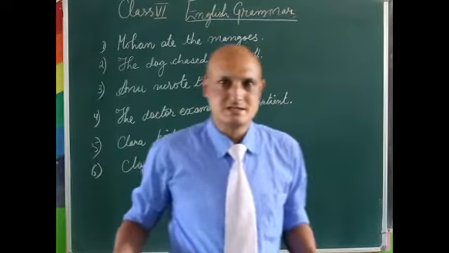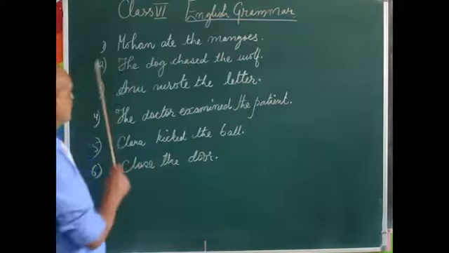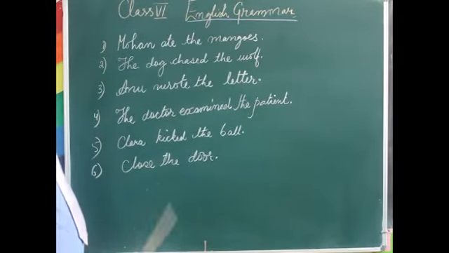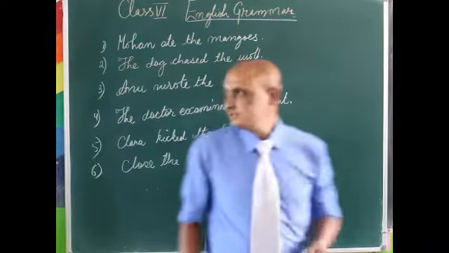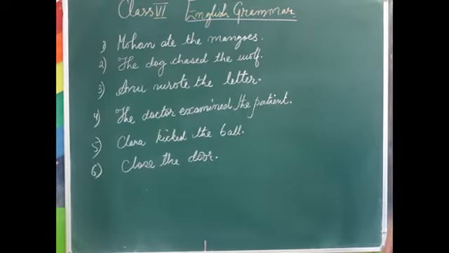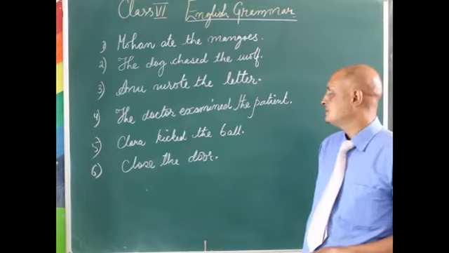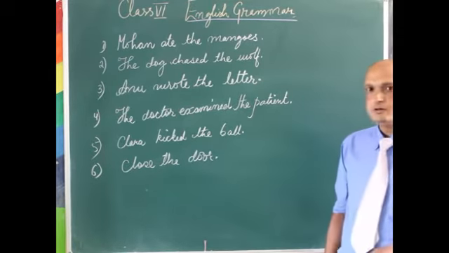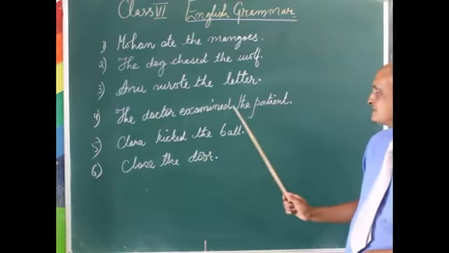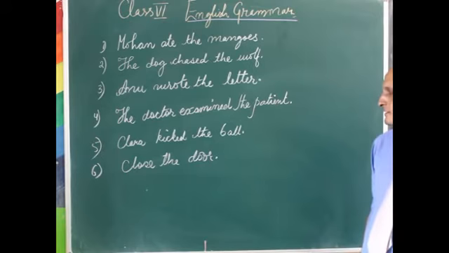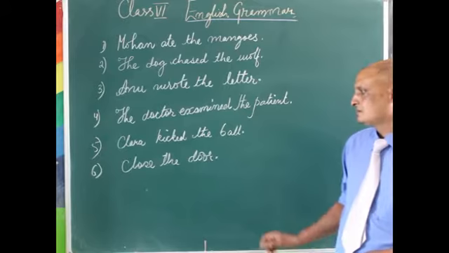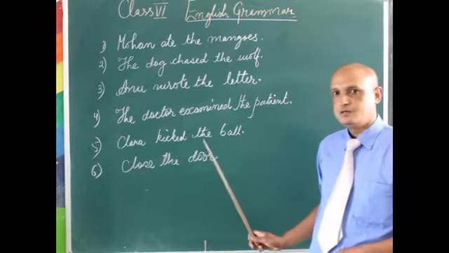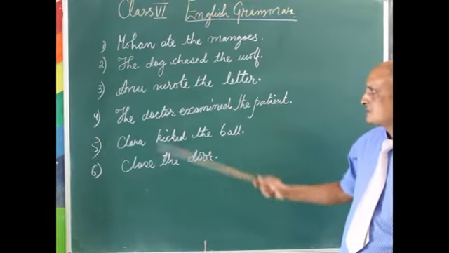Number 1, Mohan ate the mangoes. Number 2, the dog chased the wolf. Number 3, Anu wrote the letter. Number 4, the doctor examined the patient. Number 5, Clara kicked the ball. Number 6, close the window. So these are all sentences.